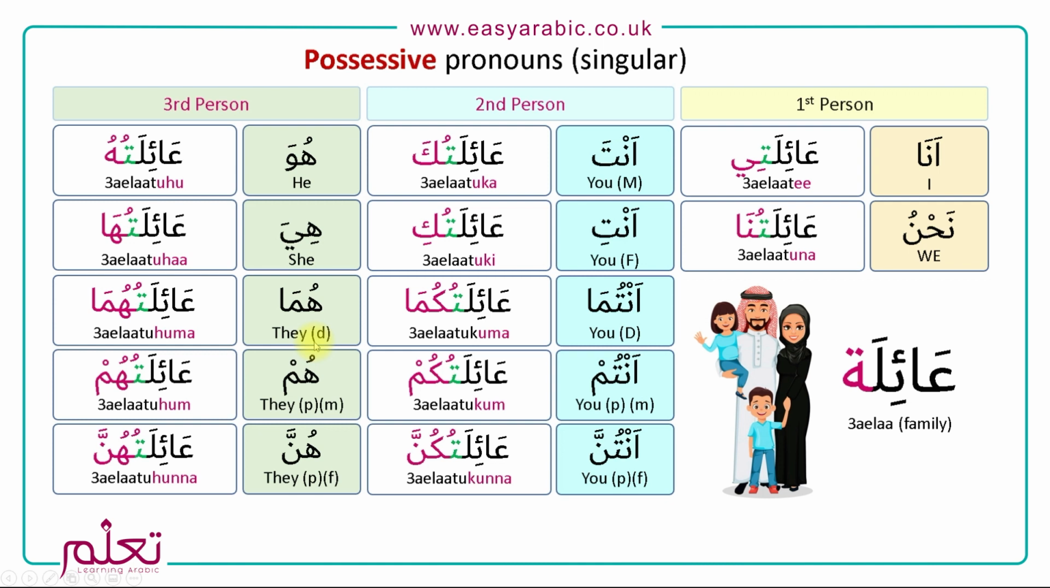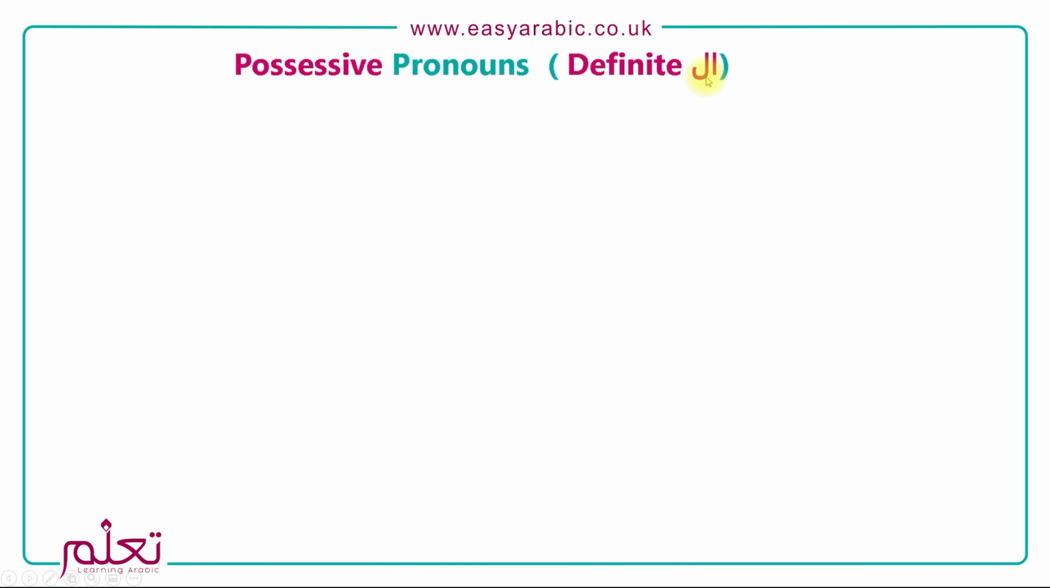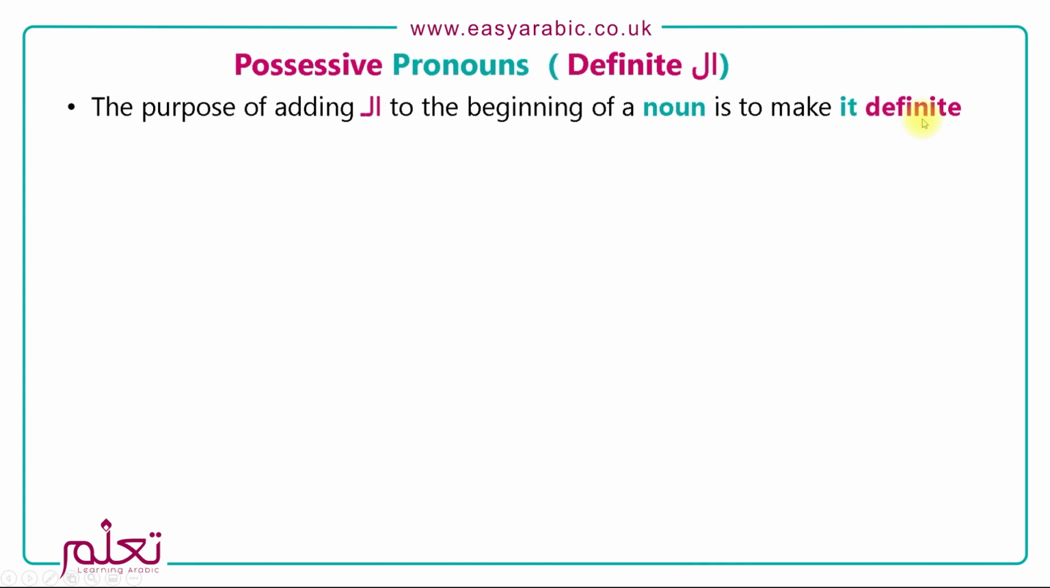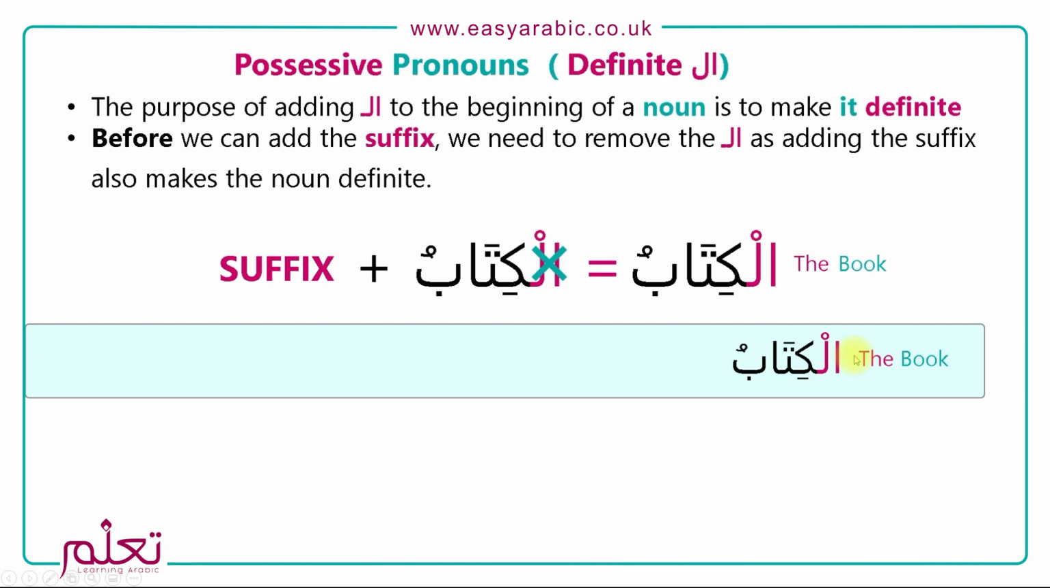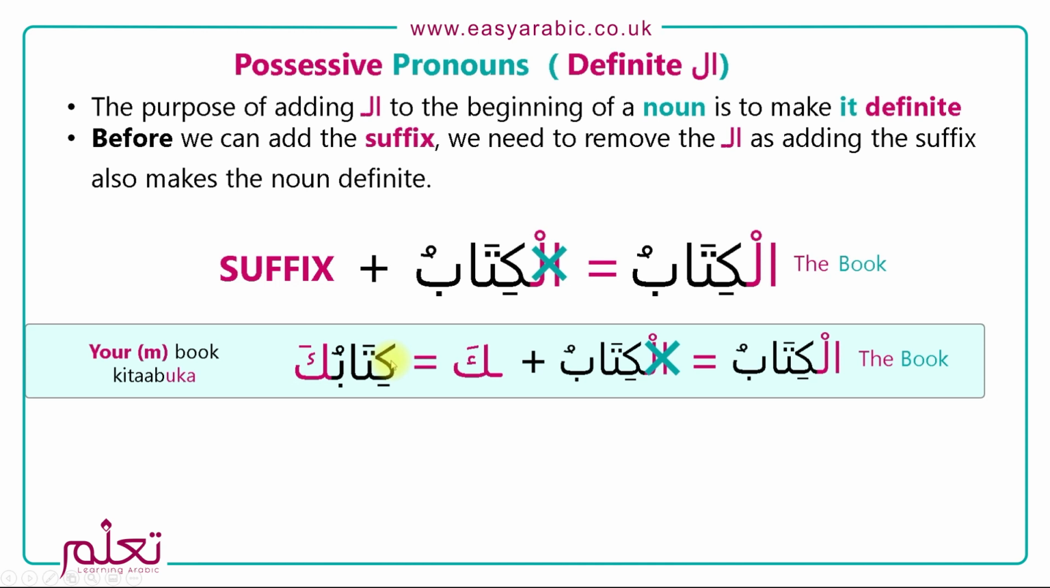Okay. One thing to note when you do possessive pronouns is the use of al at the beginning of definite words. The purpose of adding al to the beginning of the noun is to make it definite. And before we can add a suffix, what we need to do is remove the al, as adding the suffix also makes the noun a definite noun. Okay. So if we say al-kitab, here al is prefixed at the beginning. So it says the book, we're talking about a specific book. So what we have to do is remove the al and then add your suffix. So for instance, your book, we will remove the al, and so we're going to change the book to your book plus kaf, and then it becomes kitabuka, which is your book. All right. So again, because we're talking about your book, we're talking about a specific book.